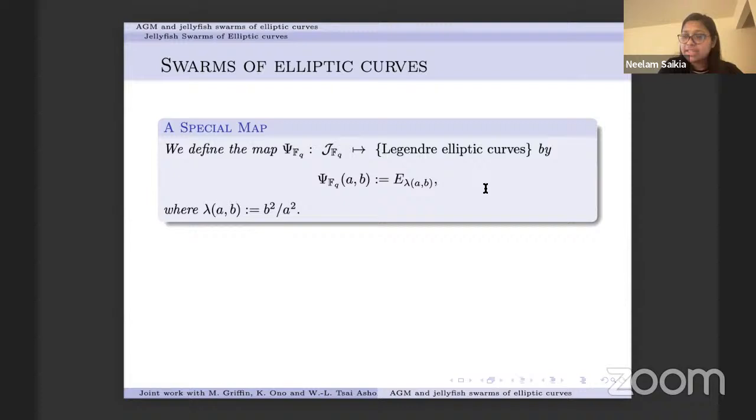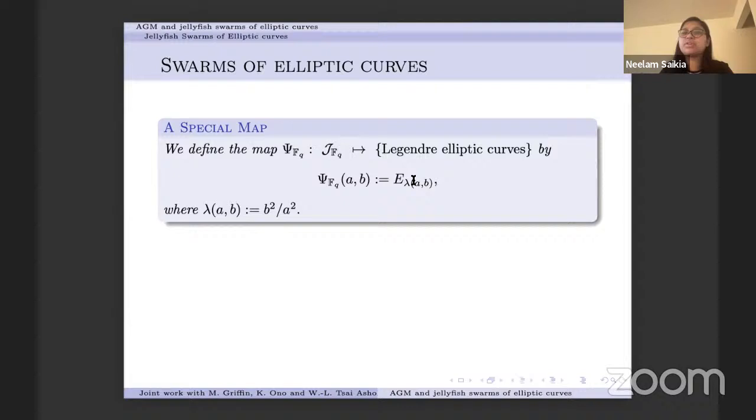And since minus 1 is a quadratic non-residue, if you choose E of 1 minus b square over a square, it is a quadratic twist of E of b square over a square. So in the finite field case, initially we chose E of 1 minus b square over a square as the image. But later on, we realized that if we choose the quadratic twist, it will give you a special map between the elliptic curves that we'll see in later slides. So that's how this Legendre family of elliptic curves with b square over a square comes in here.